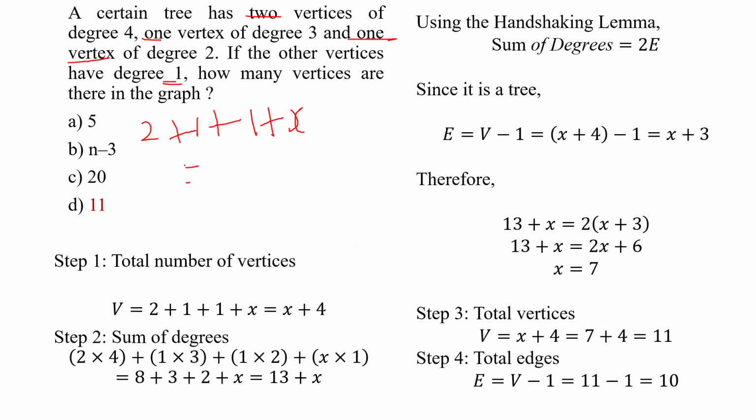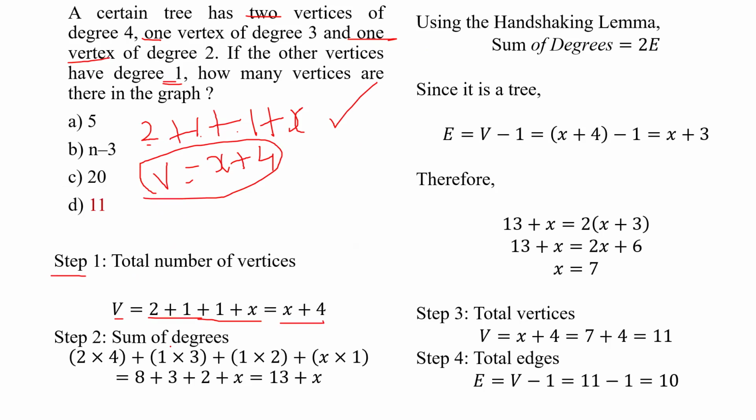Now what is the value? 2 plus 1 plus 1 is 4, so x plus 4 I got. This is the number of vertices. In step 1, the total number of vertices V is equal to 2 plus 1 plus 1 plus x, which is x plus 4. Just keep this.